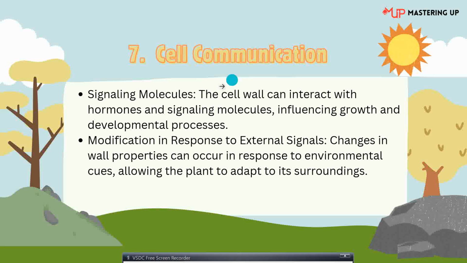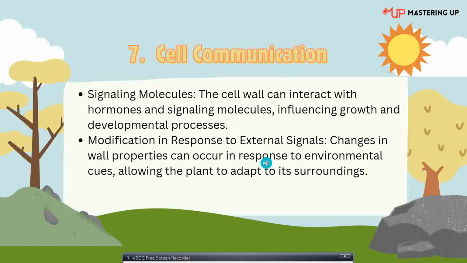Now cell communication, signaling molecules. The cell wall can interact with hormones and signaling molecules, influencing the growth and development process. So the cell wall can interact with the hormones and all. Basically, the cell walls are the non-living part of the cell, but the compositions are in such a way that they can help and interact with the hormones and between the different cells also.